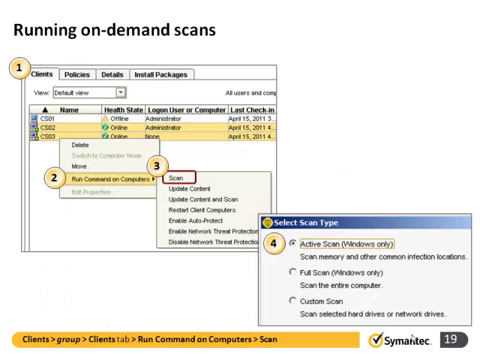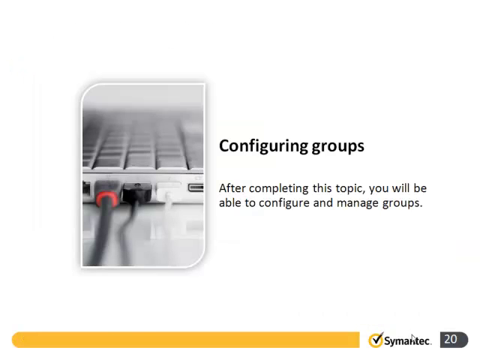So here we can see running an on-demand scan. We've chosen the Clients tab and we've selected the clients from the list below, and we can force to run the command on the computer selected. And in this case, we've chosen scan. And then it will ask you what type of scan you wish to run. And here we're seeing active scan as being the option chosen. So let's have a look at configuring groups now.